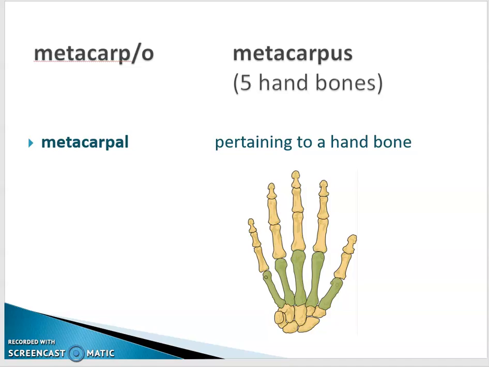Just beyond the wrist bones, so keep in mind, wrist bones are carpo, right? For the carpals or the carpus. Well, remember the prefix meta means beyond, right? So we put meta on carpo, we have metacarpus. These are the 5 hand bones.